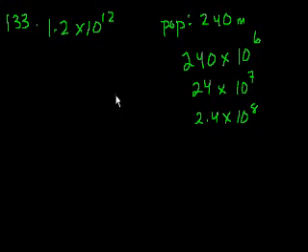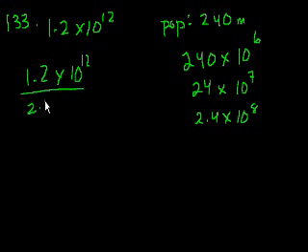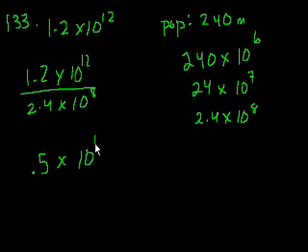So the per capita expenditure is going to be equal to the total annual expenditure, so 1.2 times 10 to the 12th, divided by the population, 2.4 times 10 to the 8th. Let's see, 1.2 divided by 2.4, that's equal to 0.5, right? That's exactly half of that, times 10 to the 12th divided by 10 to the 8th. You just subtract the exponents, that's 10 to the 4th.